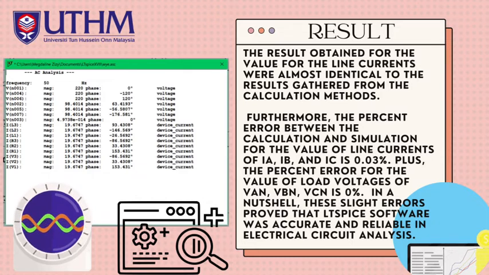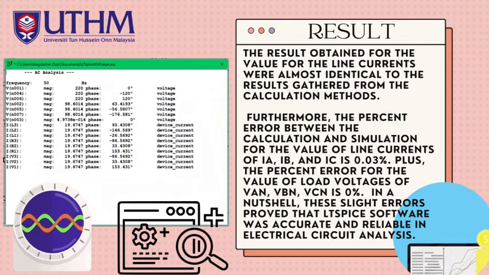Next, the values for the line voltages are: VAB is 381 with angle 30 degrees volt. VBC is 381 with angle negative 90 volt. And VCA is 381 with angle negative 210 degrees volt.